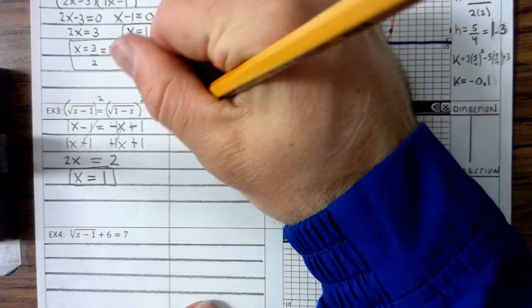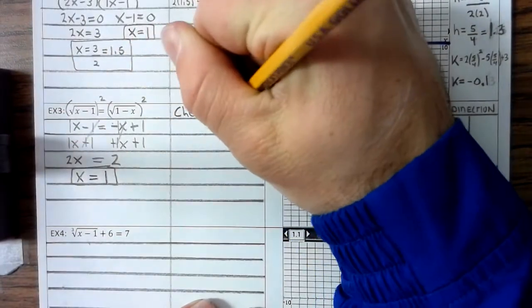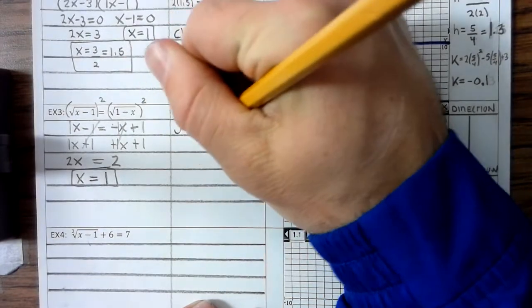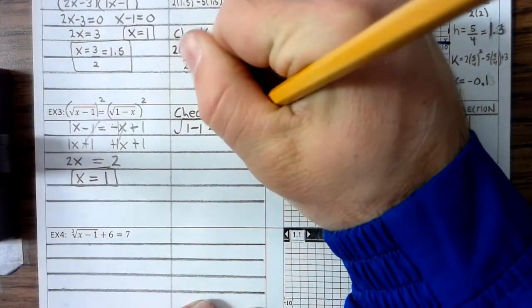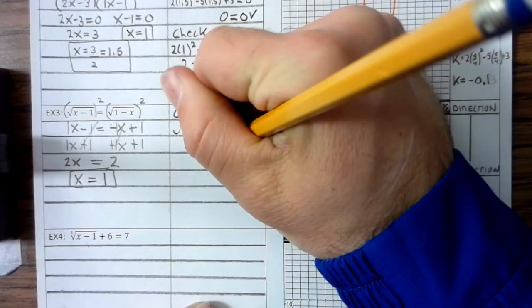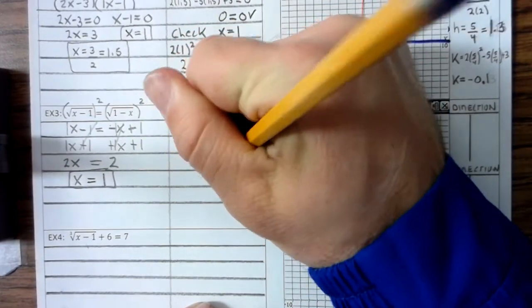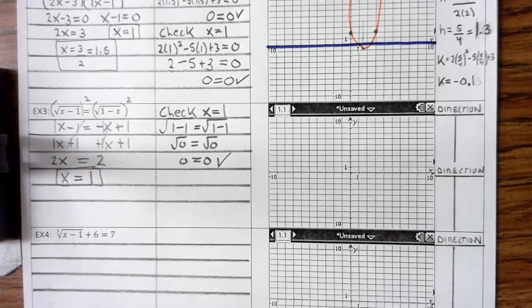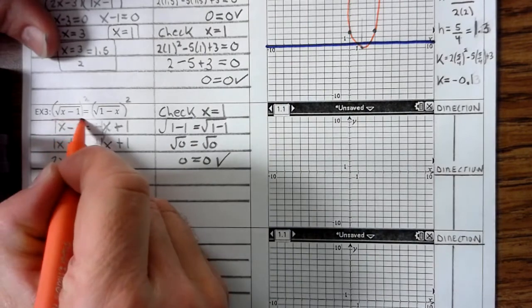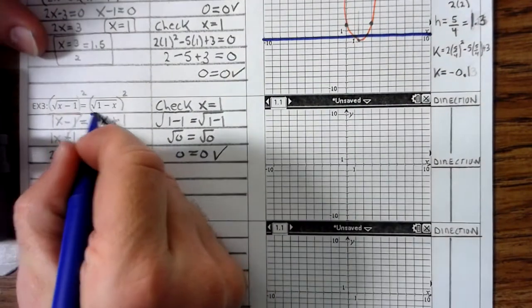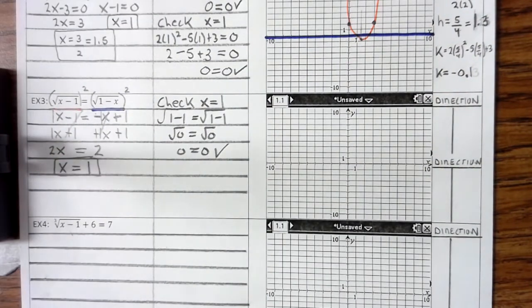So let's check. x equals 1. So the square root of 1 minus 1 equals the square root of negative 1 plus 1. Well, the square root of 0 equals the square root of 0, so 0 equals 0, so it checks. All right, and again, we're going to graph the left side and the right side. I'm going to graph the left side in orange and the right side in blue.